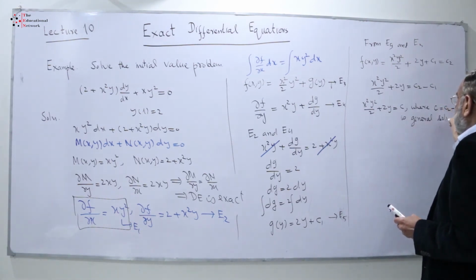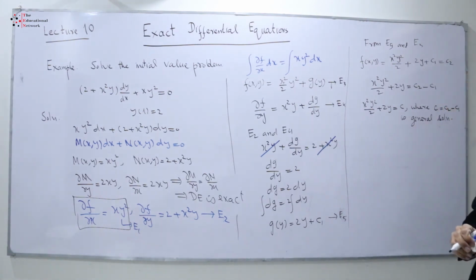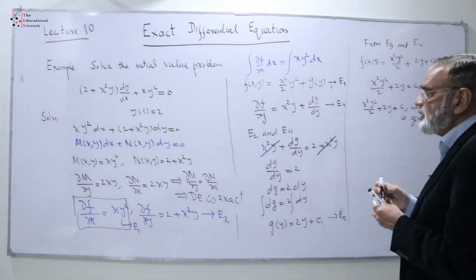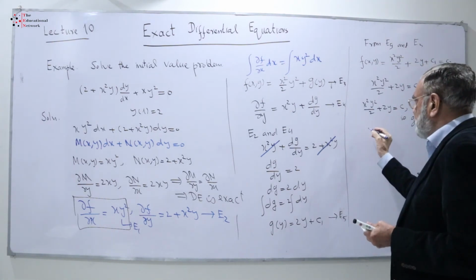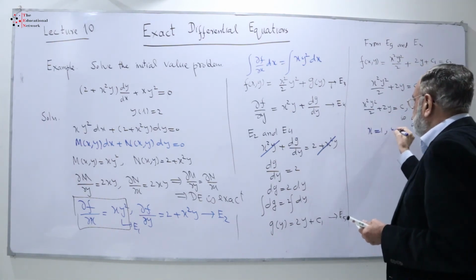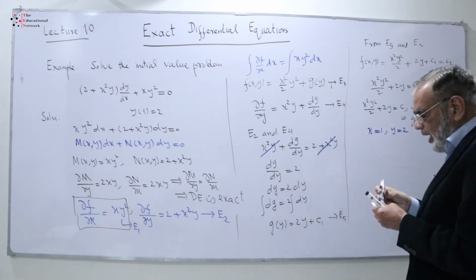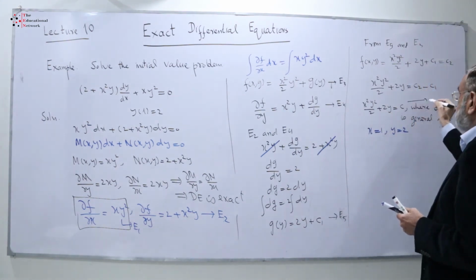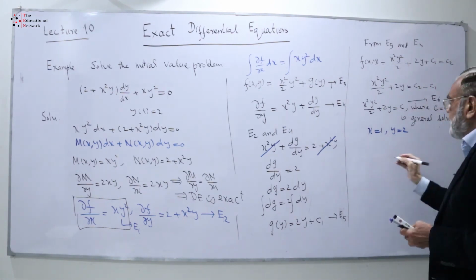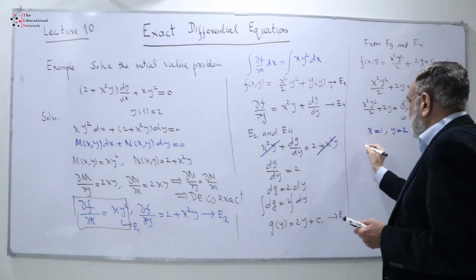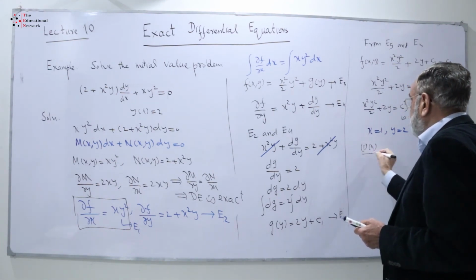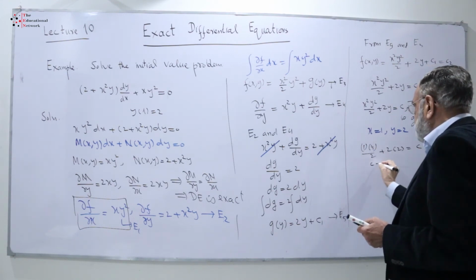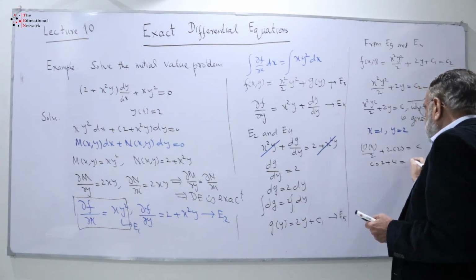Now my equation is, with the initial condition, I want to find the particular solution of the initial value problem. I'm given here the initial condition, that is y at x equal to 1 is equal to 2. So x equal to 1, y is equal to 2, I substitute in my solution, this is my E6. I get 1 into 4 over 2 plus 2 into 2 is equal to c. So my c is equal to 2 plus 4 is equal to 6.